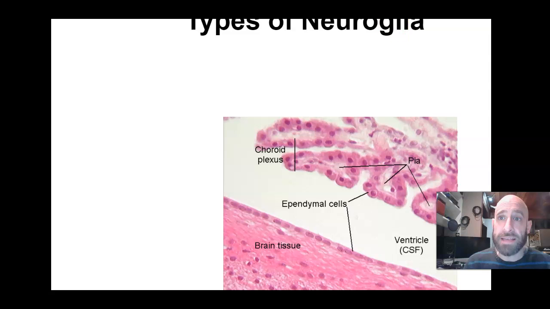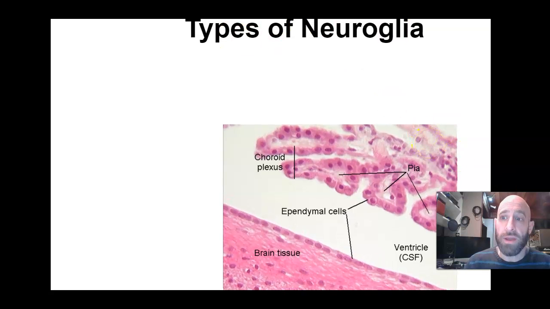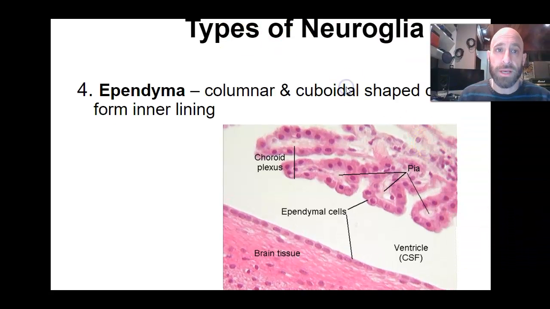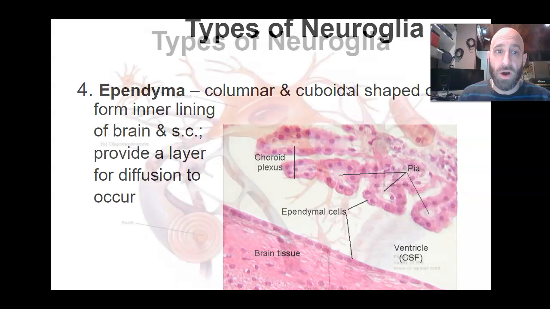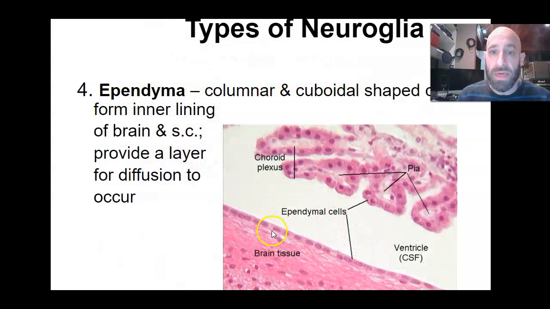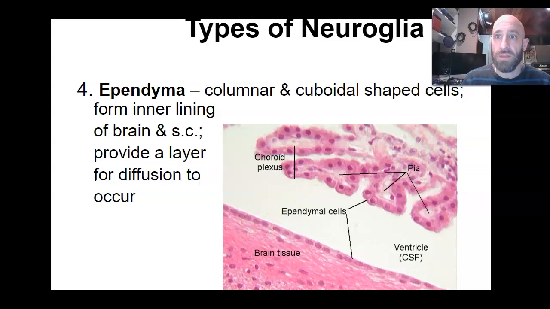And finally, the last type of neuroglial cell that we're going to talk about is going to be our little ependymal cells. So ependymal cells are the cells that make up the membrane of the brain tissue. This is epithelial tissue. So they're columnar and cuboidal shaped cells, and they form the inner lining of the brain tissue. So what we're seeing here is a cross section of the brain. In the brain, there are actually open areas called ventricles, and those ventricles, they're not empty space though. They're full of something called cerebral spinal fluid.